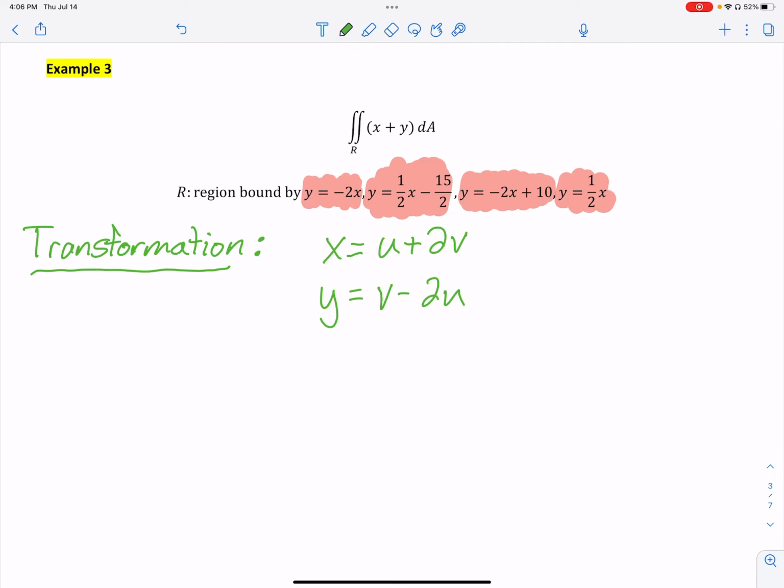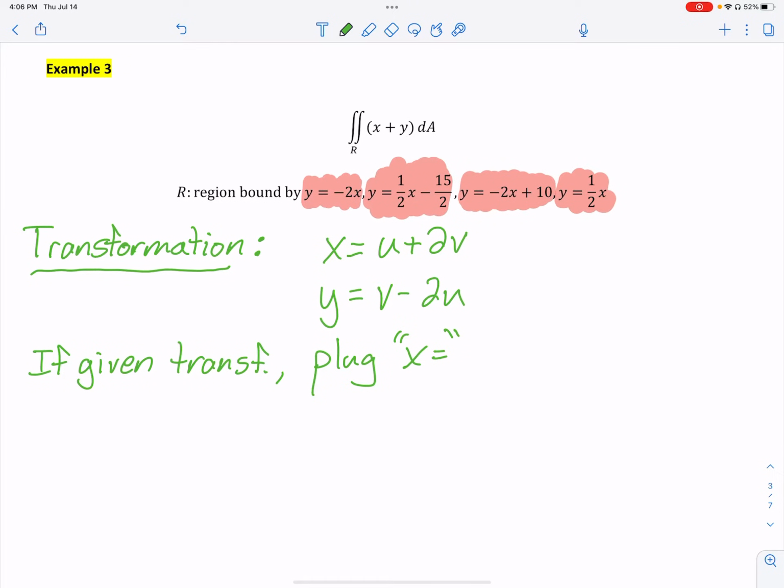I gave a transformation here that wasn't given in the notes. These are going to be given to you most of the time. I may have you come up with your own in some of the problems in our homework, and that's free game on the test, but most of the time you will be given a transformation. What you do, if given a transformation, is plug x equals and y equals into R.